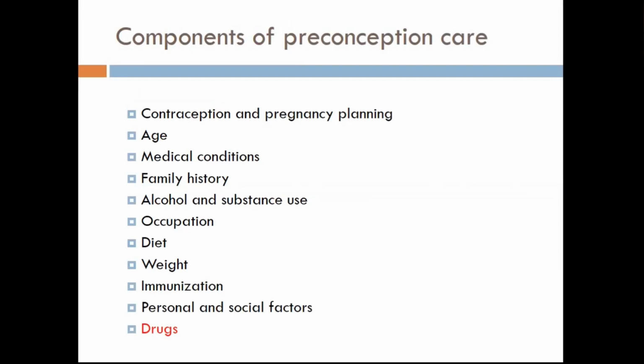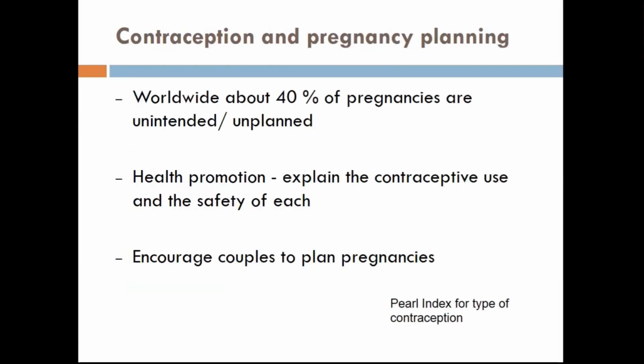So components are very many: contraception and pregnancy planning, age, medical conditions, family history, alcohol and substance abuse, occupation, diet, weight, immunization of the female, especially personal and social factors, and drugs, what medications they use. So we'll concentrate on drugs, and we all start thinking that probably teratogenic things are only drugs, but there are other teratogenic agents as well. Worldwide, about 40% of pregnancies are unattended or unplanned.